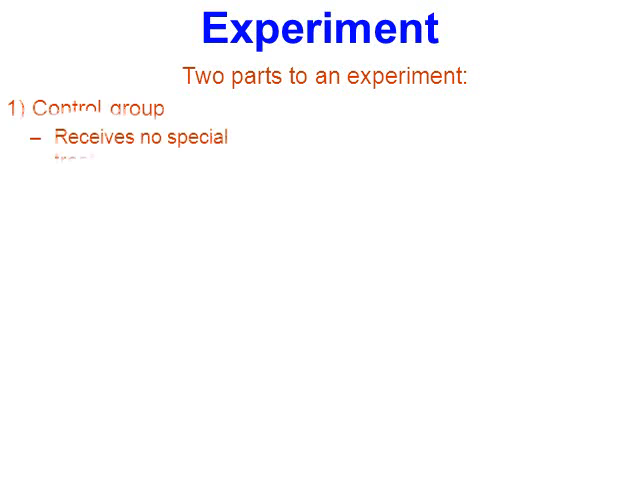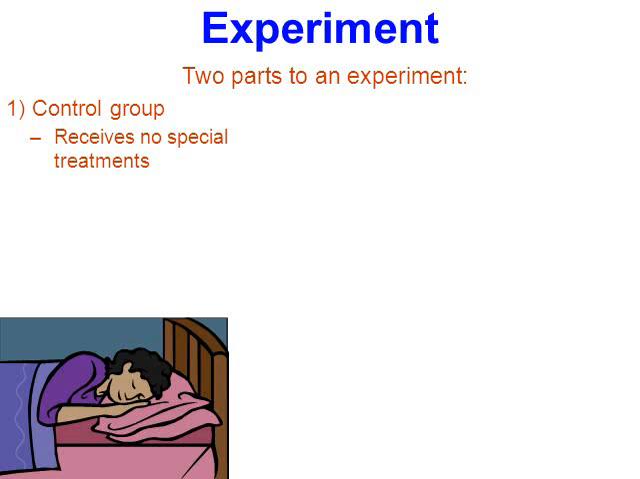Okay, so now we move on to the actual fun experimental part of the scientific method. This is where we actually design an experiment. And when we design an experiment, we're going to see that there are 2 parts, 2 groups. The first group is what we call the control group. And what's so special about the control group? Nothing. Literally nothing. The control group is the group of test subjects that receives no special treatment. The purpose of the control group is that we're going to use it as a comparison.